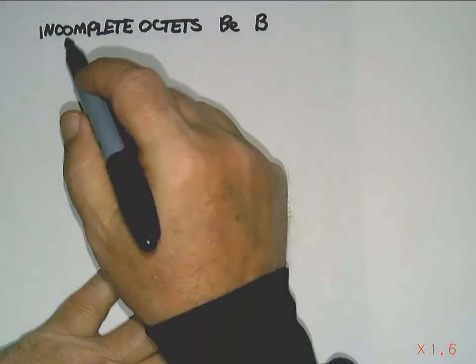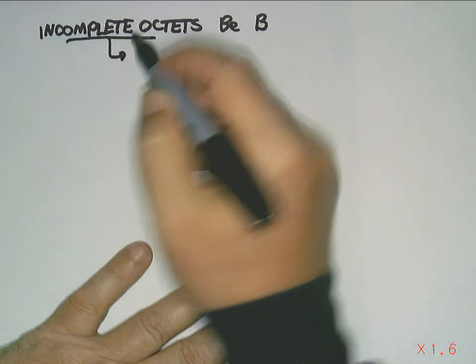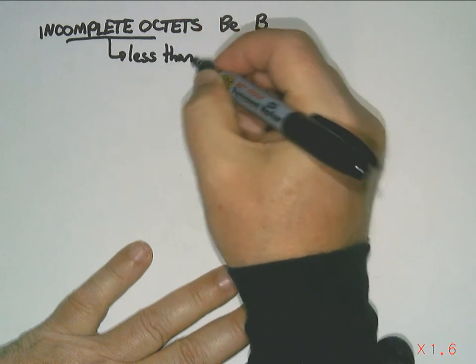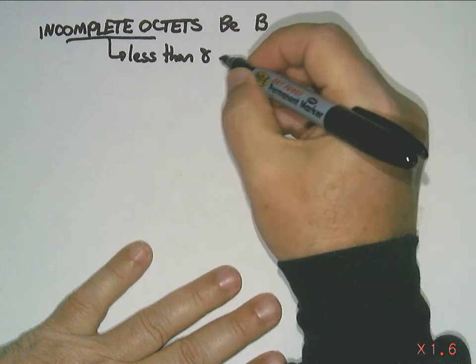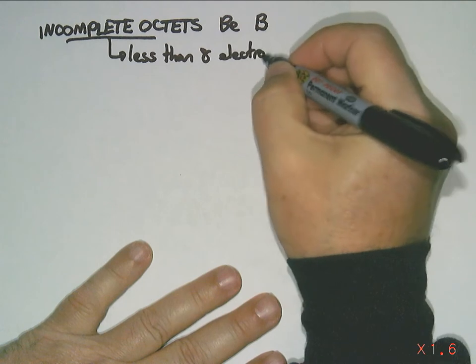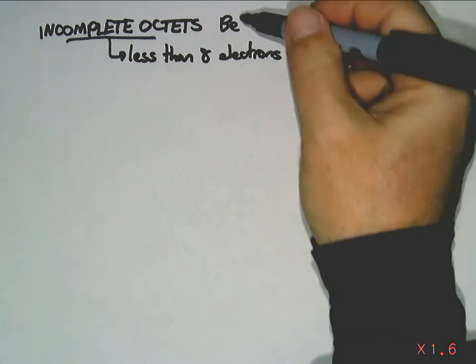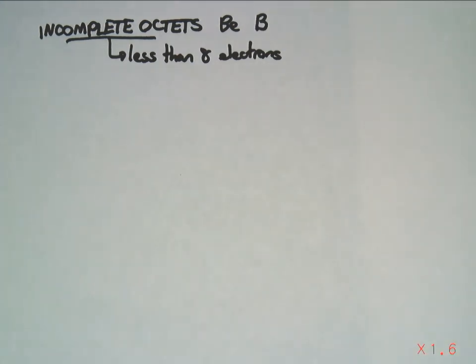An incomplete octet is less than an octet, less than 8 electrons on the central atom, which you're only going to see with structures that have beryllium or boron in the center. Now let's see how incomplete octets work.